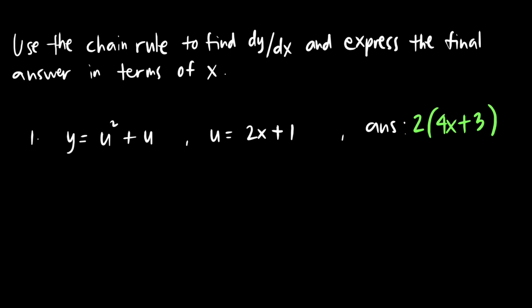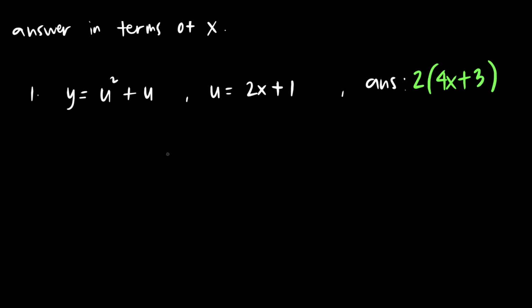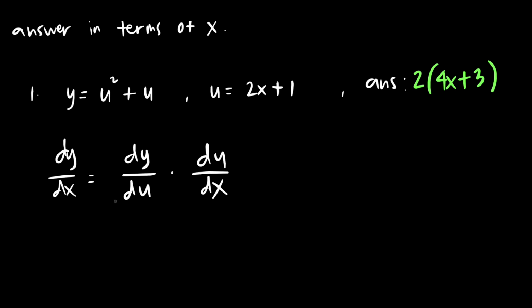So use the chain rule to find dy over dx and express the final answer in terms of x. For the chain rule, we will have to find dy over dx. So we'll first find dy over du, multiply by du over dx, right? Because if we cancel du, the remaining will be dy over dx.